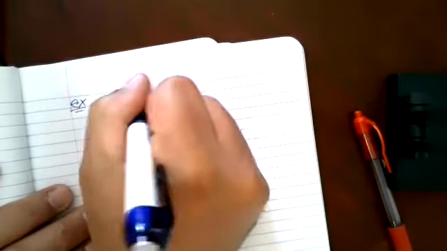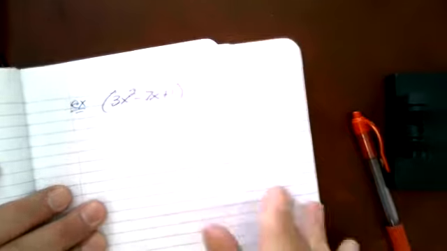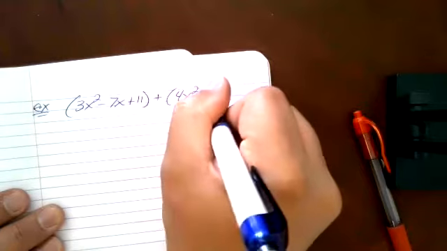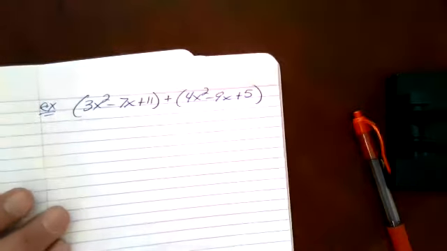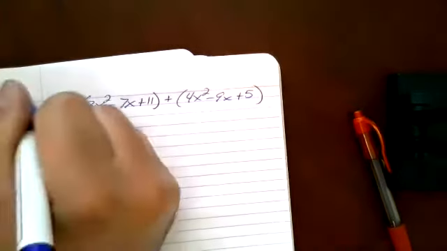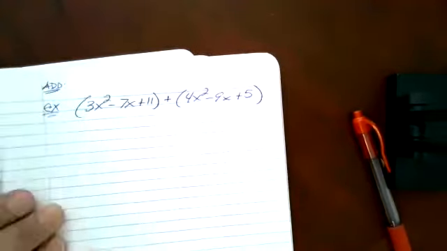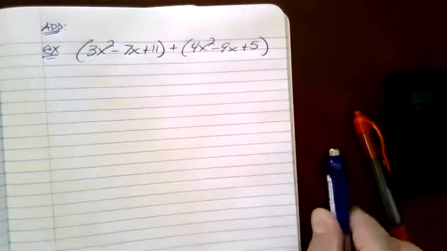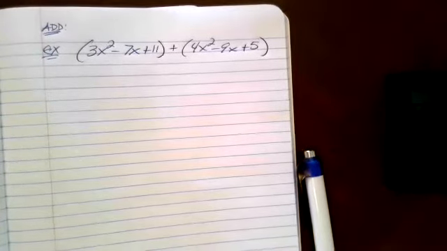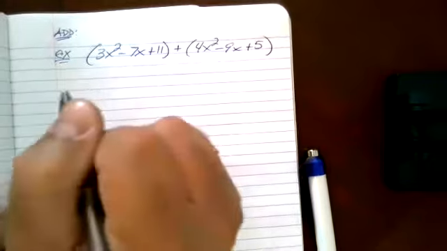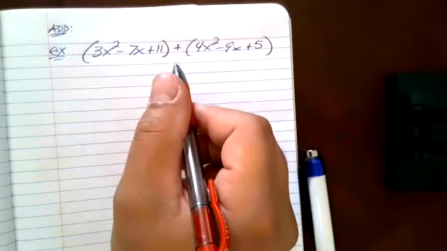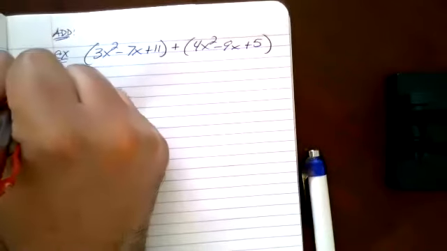Our first example says 3x squared minus 7x plus 11 plus 4x squared minus 9x plus 5. And the directions will say add. So when we're adding polynomials like this, if this was a beginning algebra course, I would say what I want to do here, if you think procedurally, is I want to remove the parentheses.